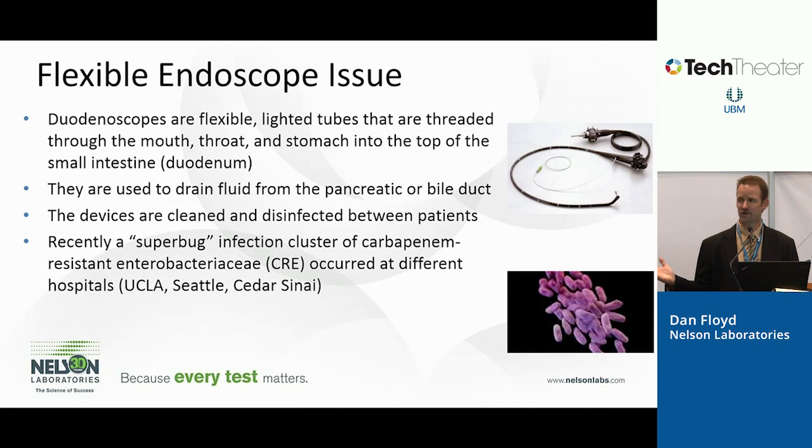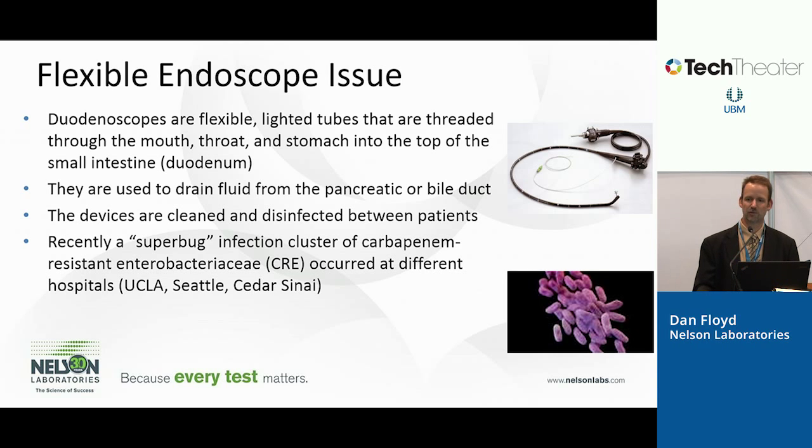A lot of you have probably heard about the flexible endoscope issue that's going on. This is just slightly related to ethylene oxide. Basically, these duodenoscopes are flexible lighted tubes. They're threaded through the mouth. They're really used to drain fluid from the pancreatic or bile duct. This issue has not really happened with all endoscopes. It's usually duodenoscopes that have been the problem.